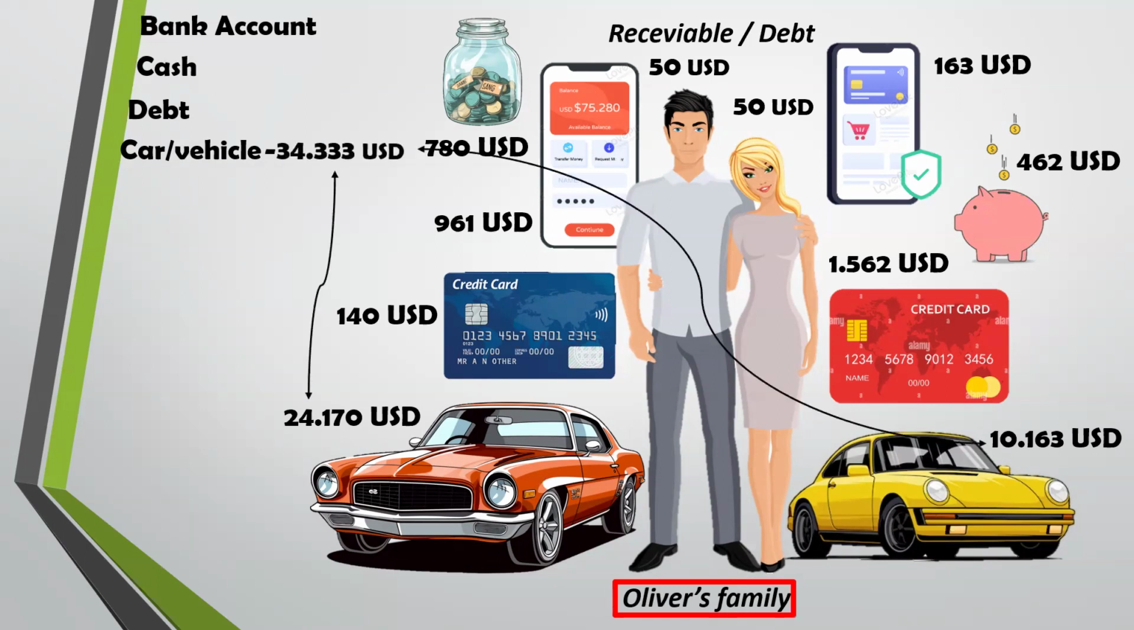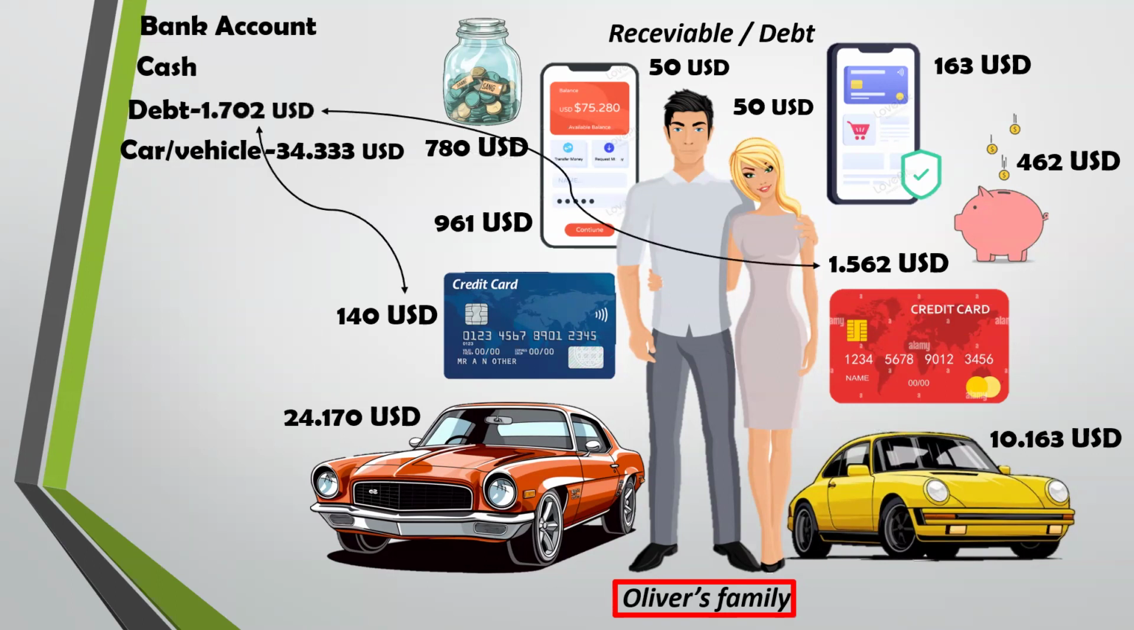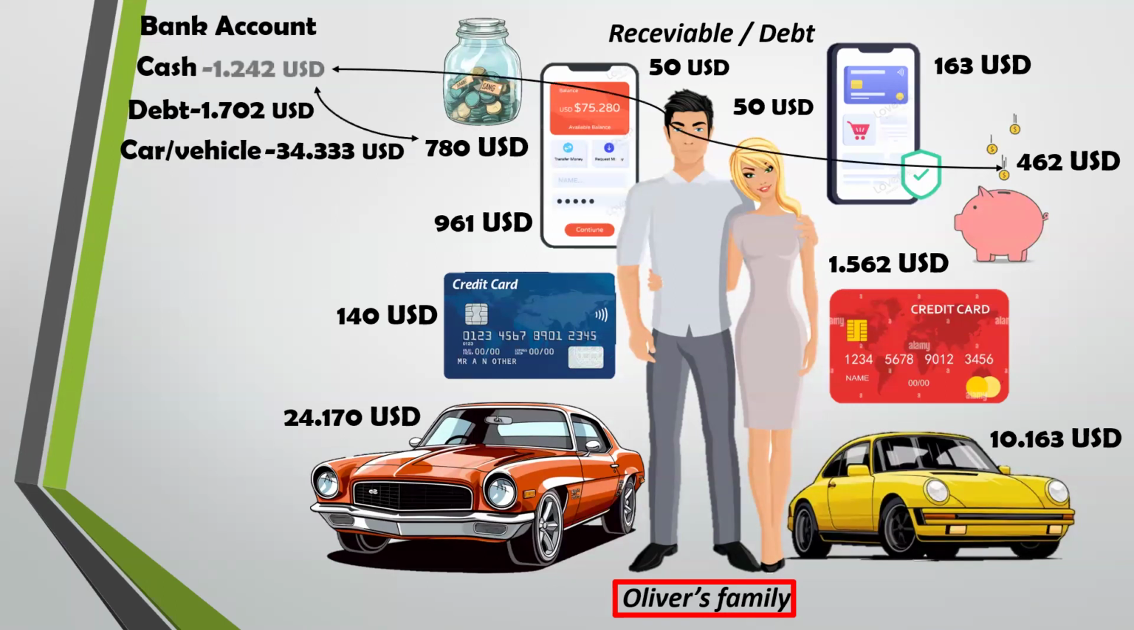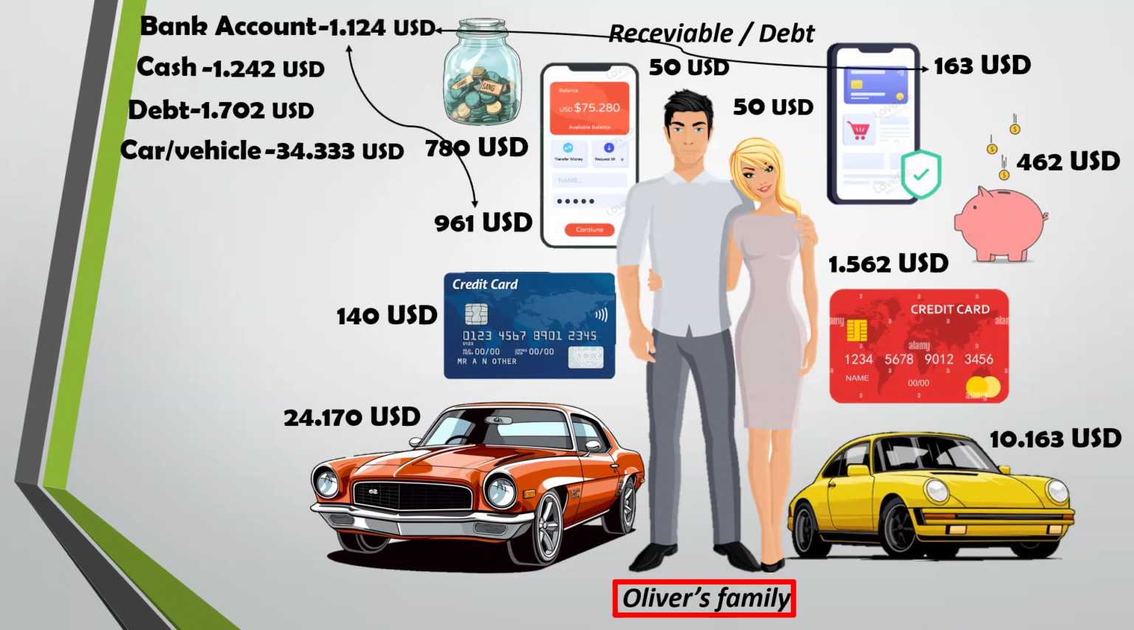Now we can say that the family has a car worth $34K, bank debt of $1,700, cash of $1,242, and money in bank of $1,120. If you notice, we cancelled the borrowing of the wife from the husband.